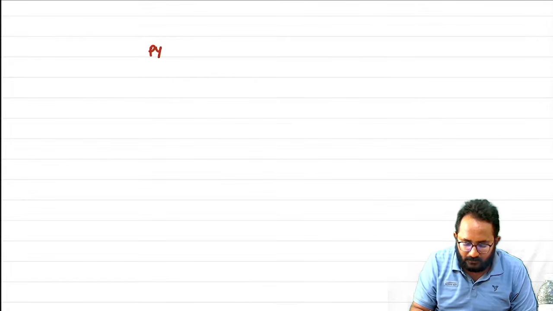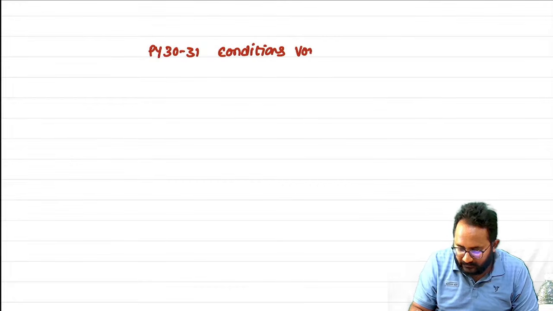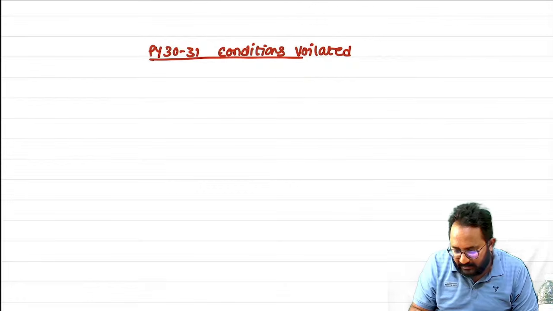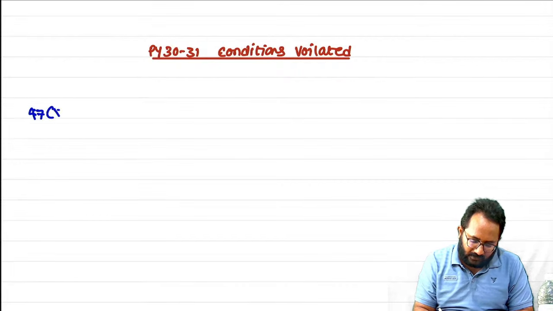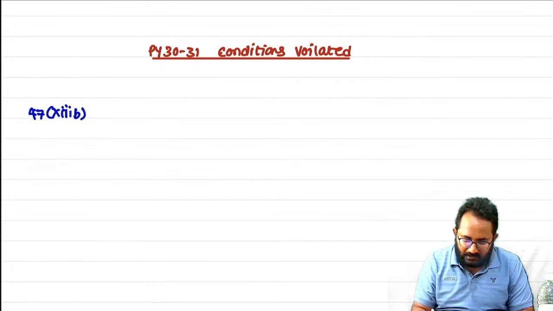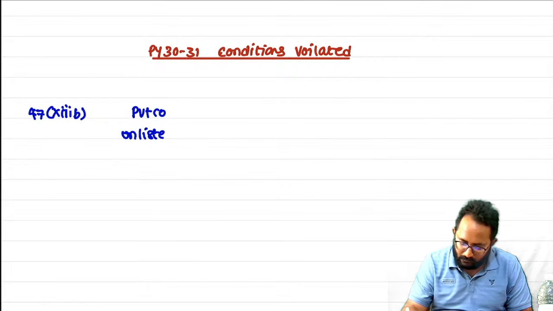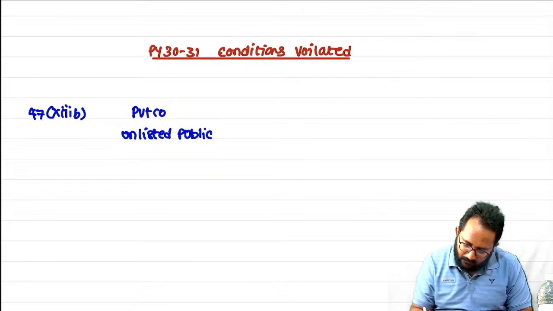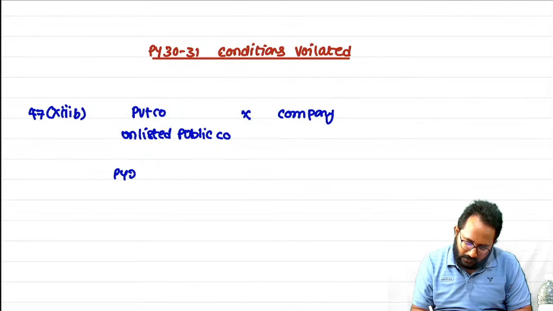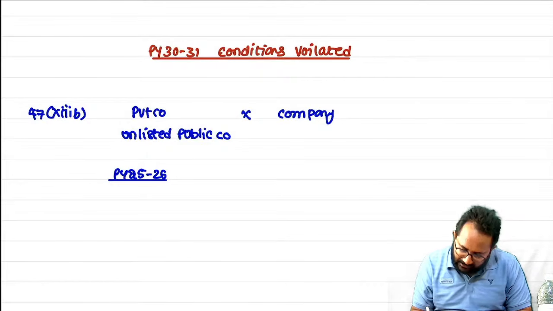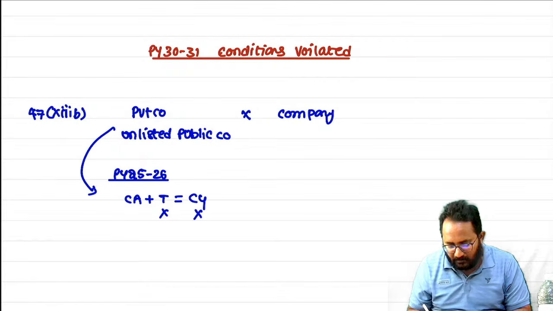In the near future, previous year 30-31, those conditions are violated. If those conditions are violated, what can we do? Remember section 47 subsection 13b clearly covers a private company or unlisted public company converted into LLP. In the previous year 25-26, we clearly said that they are not required to pay any capital gain tax in the year of transfer.